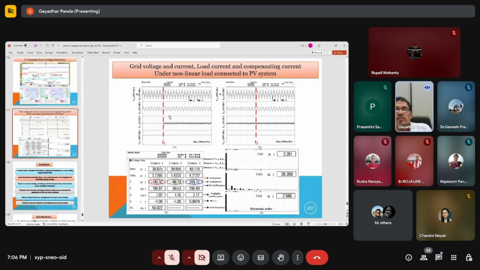And load is a variable. Sometimes we have to generate the power from both the sources and both the storage devices.